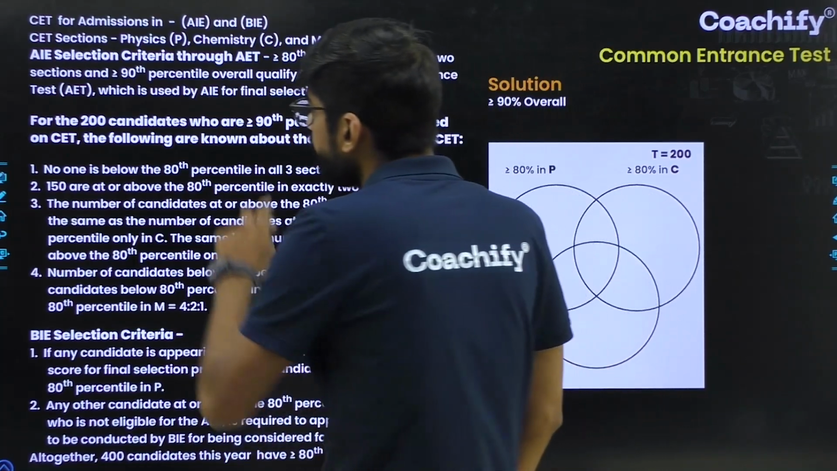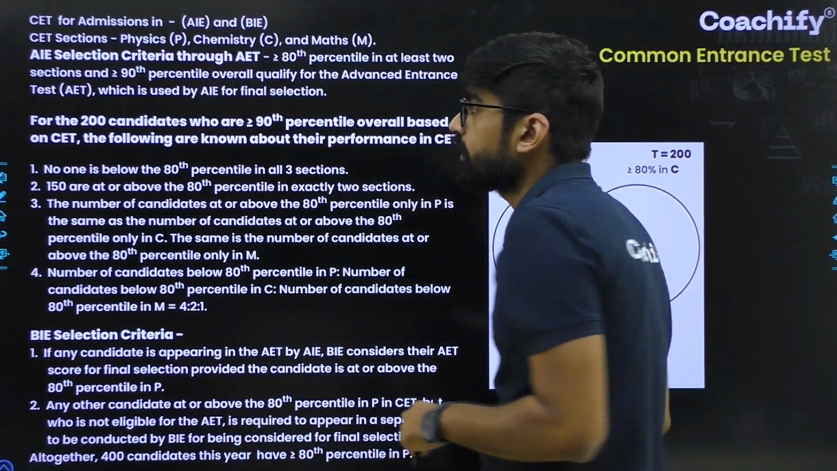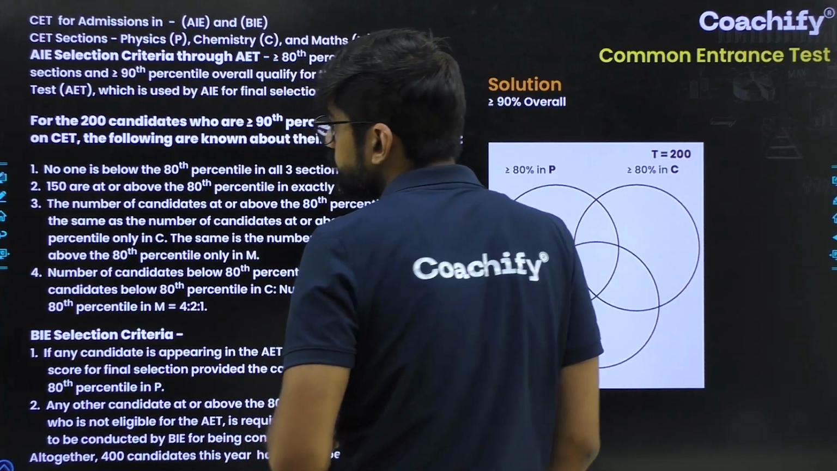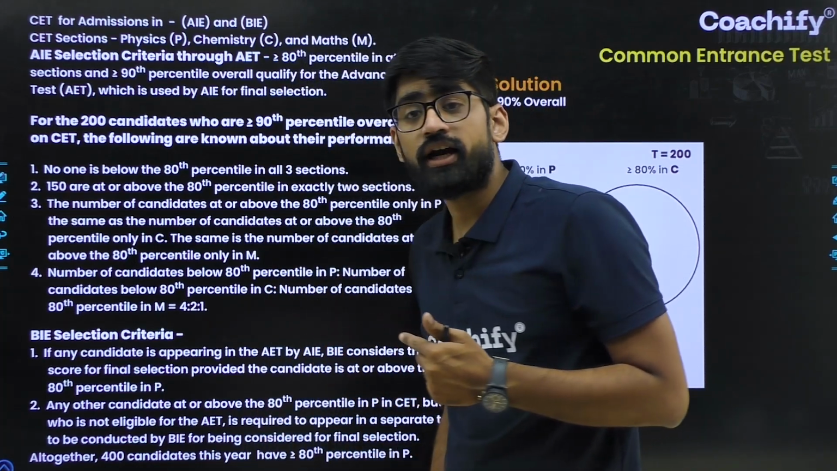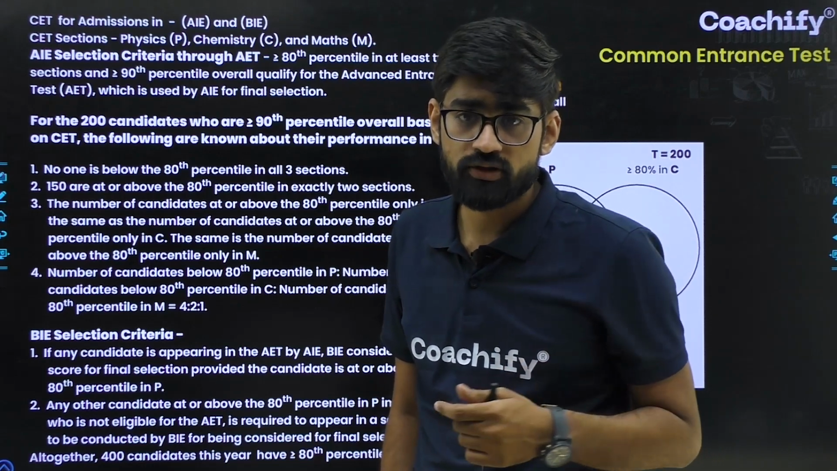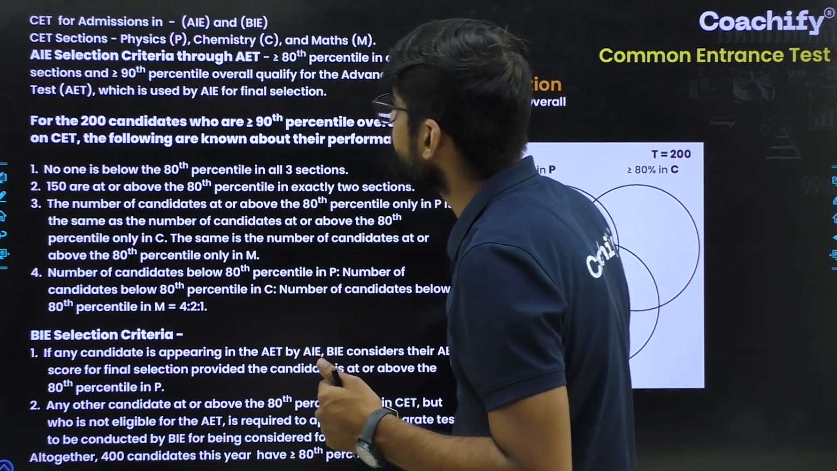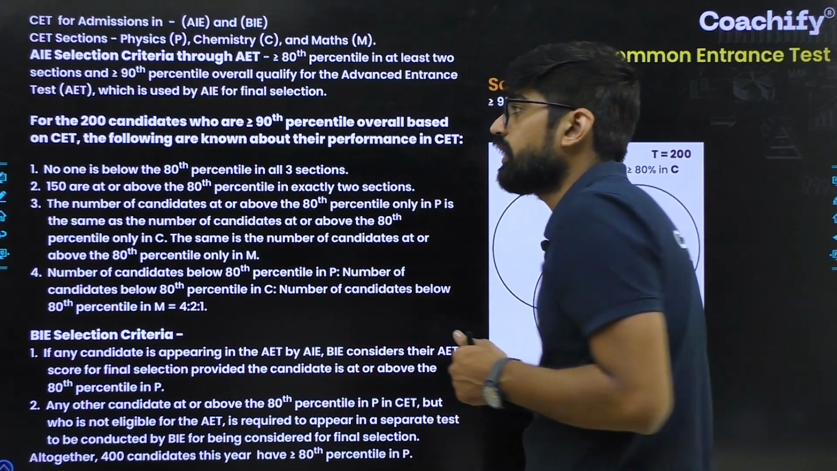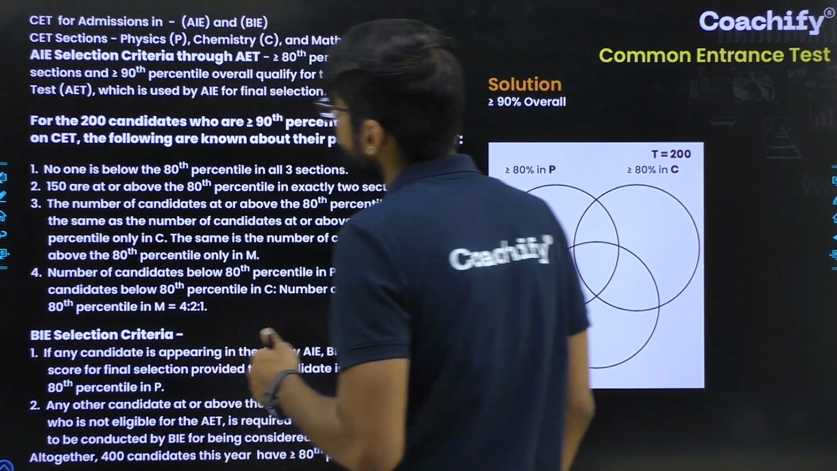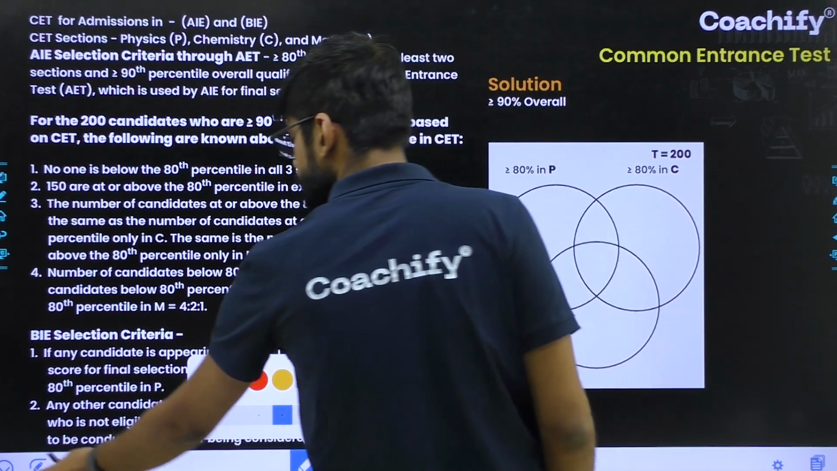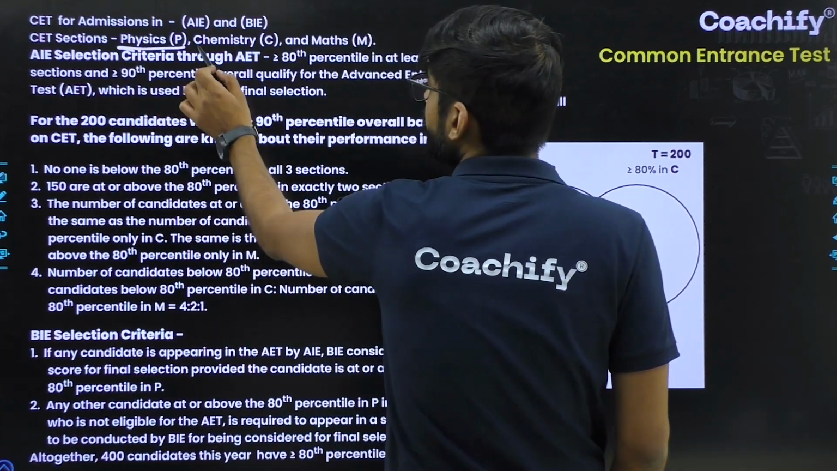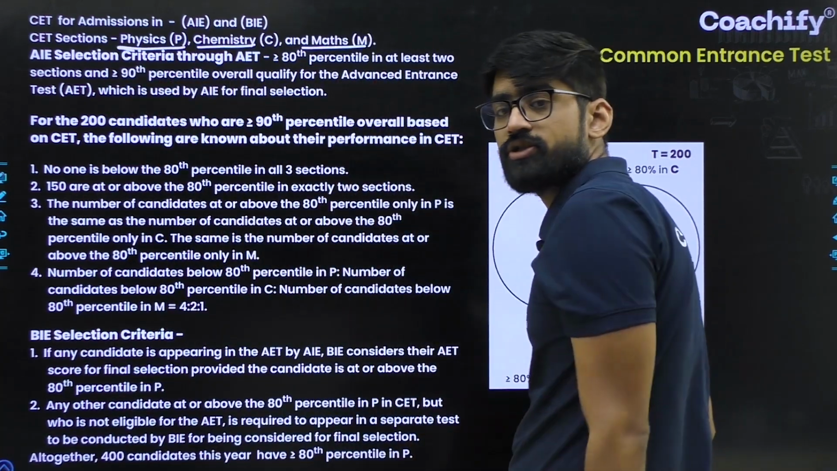Firstly, let's understand the information and its flow, right? So it says that there is a test. The name of the test is CET, Common Entrance Test. And this is a test for admissions in various doctoral programs of two engineering colleges, AIE and BIE. Now, this test involves three sections. One is physics, then you have chemistry and then you have maths. These are the three sections, right?